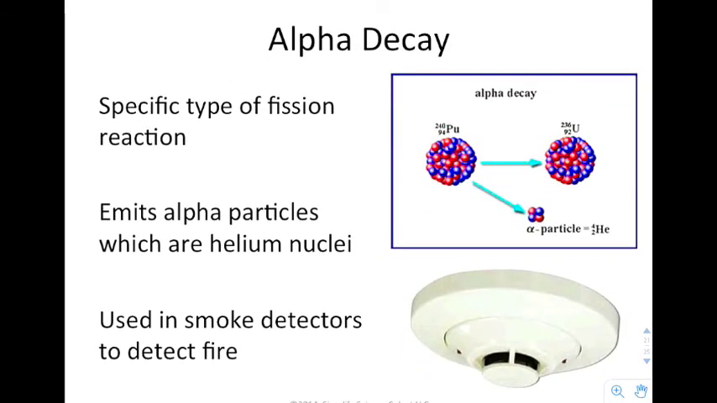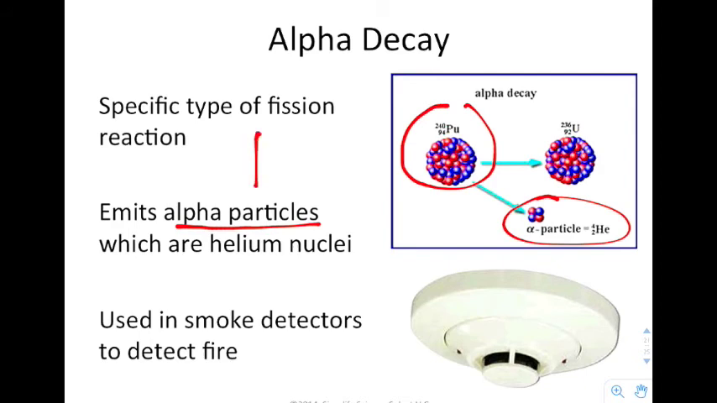The next and last one that we have is something called alpha decay. Alpha decay is a specific type of fission reaction. It's where you start with a very large molecule, and then you emit what's called an alpha particle. An alpha particle is just a fancy name for a helium nucleus. So a helium nucleus is something with two protons and two neutrons, an atomic mass of four. What happens is you have a larger molecule that splits off a small particle, and then you have two new particles, the alpha particle, and then you have this other uranium molecule.